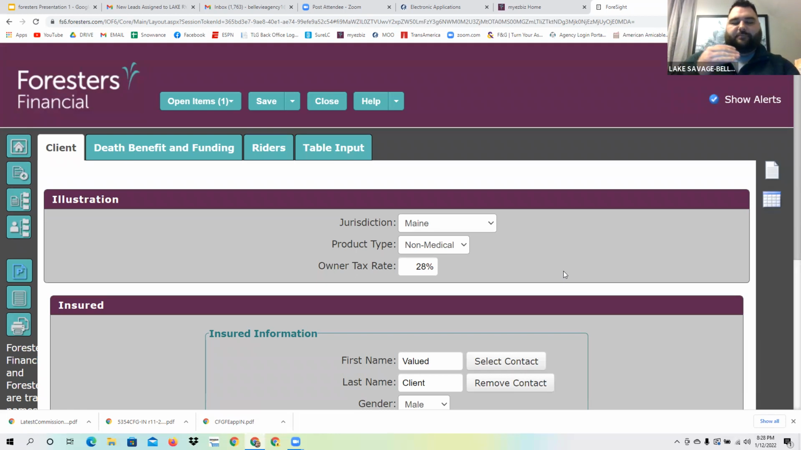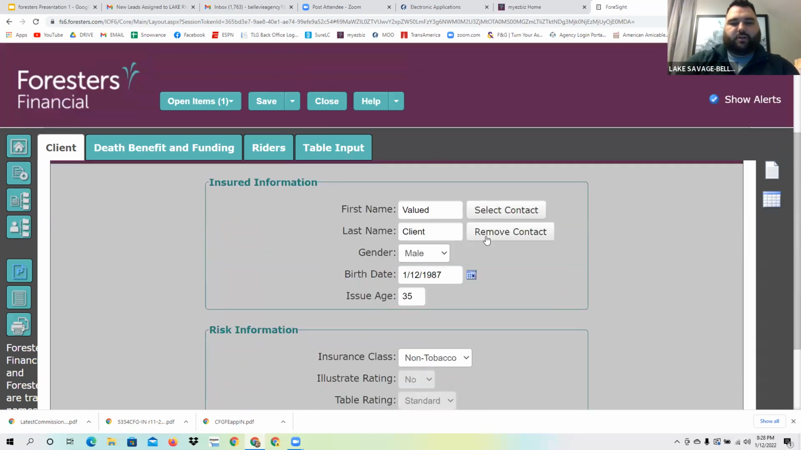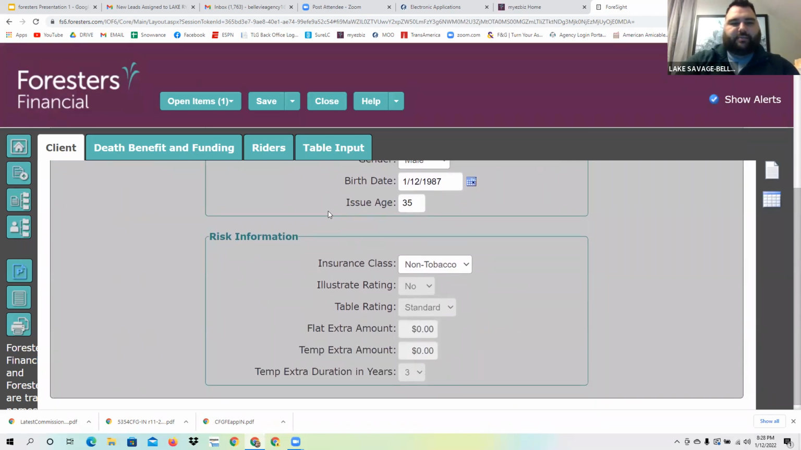So this is assuming that this is going to be the rate for the rest of this client's life until age 100. So let's say we've got a client who's 35 years old. He's non-tobacco.